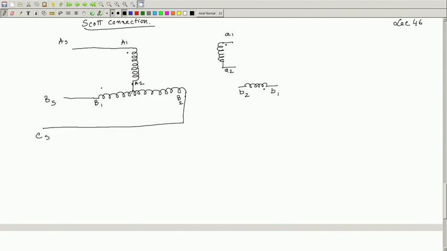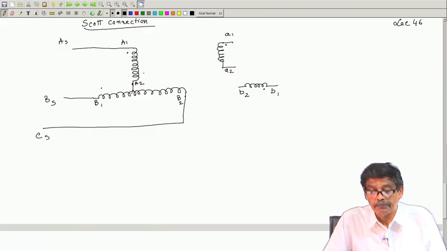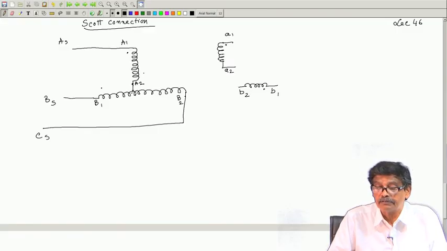Welcome to lecture number 46, and we have been discussing Scott connection, which is used to transform a 3-phase voltage to a balanced 2-phase voltage, and for this you require two transformers. One transformer is B1 B2 and its corresponding secondary terminals is also B1 B2, and another transformer which is a separate transformer of terminal markings capital A1 A2 and small a1 a2.